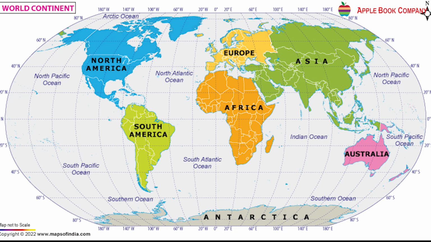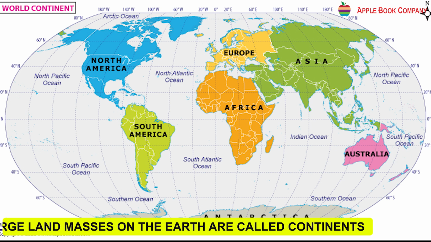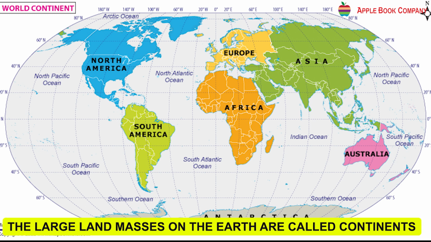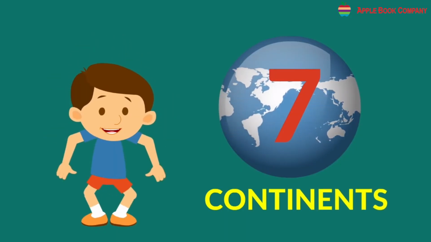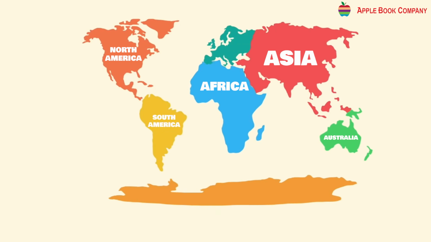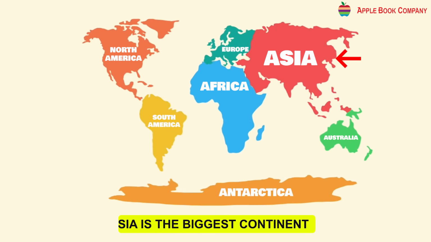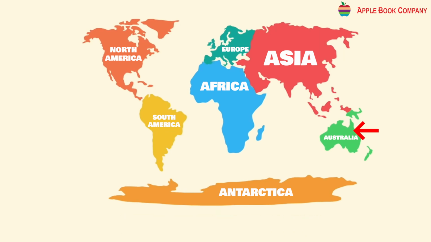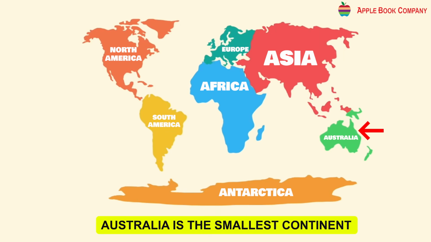Continents. Look at the map. It shows the seven parts of the land in the world. The large land masses on the earth are called continents. There are seven continents. Their names are Asia, Africa, Australia, North America, South America, Europe, Antarctica. Asia is the biggest continent and Australia is the smallest continent.